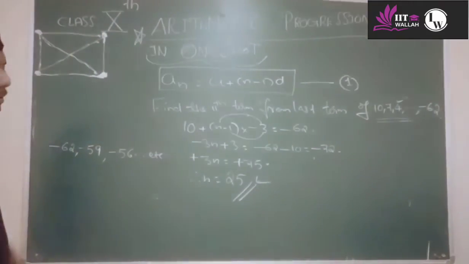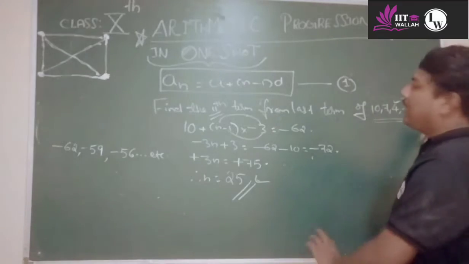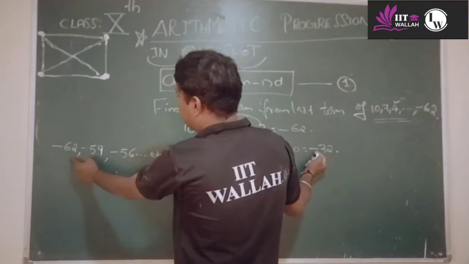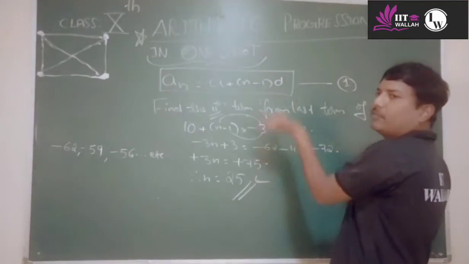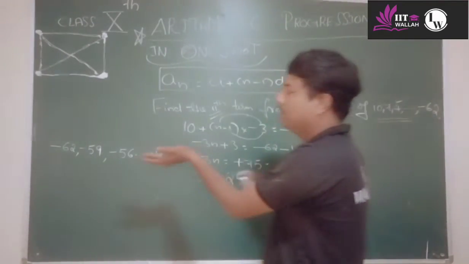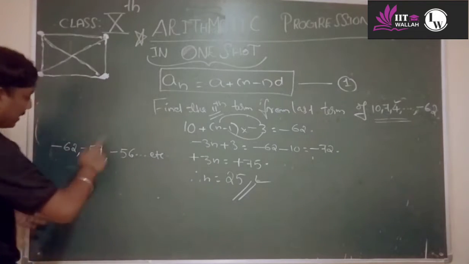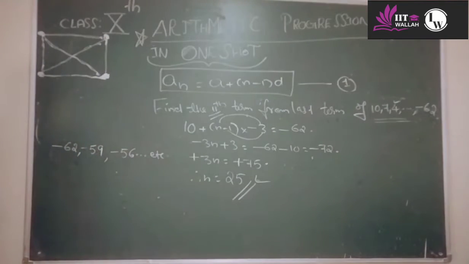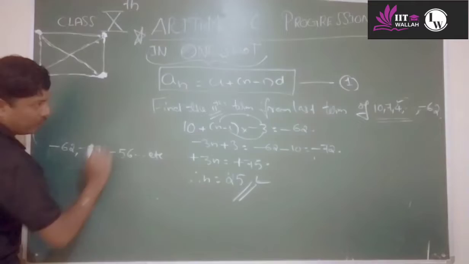We want to find the 11th term from the last. So I am writing the last term as first term. And here the common difference is minus 3. So if we are considering from the last, it will become plus 3. So minus 62 plus 3 minus 59 plus 3 minus 56. Like this it is going. So you find the 11th term of this AP, not that AP.